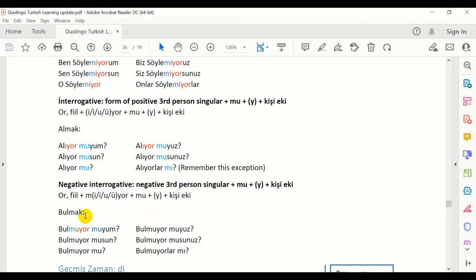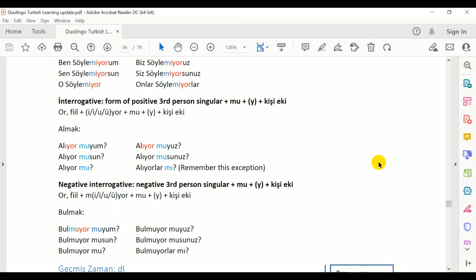Bulmak means to find. Bulmuyor muyum? Or bulmuyor musun? Or bulmuyor mu? Well, as simple as that. I hope you understood the four types of simple present and the four types of Şimdiki Zaman.